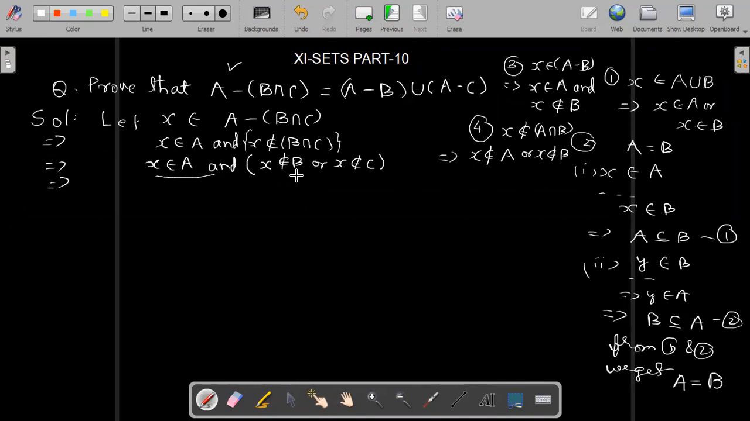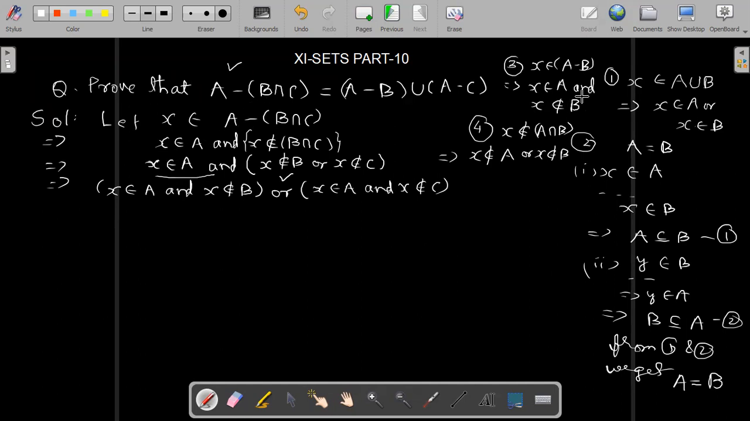This portion will multiply inside, you can say with this. First you will write with this, so it will be written as X belongs to A and X does not belong to B. Okay, first part. Then OR will come, and again this X belongs to A will go with does not belong to C. So X belongs to A and X does not belong to C. You should remember these things, then you can do it easily. It is not a big task.